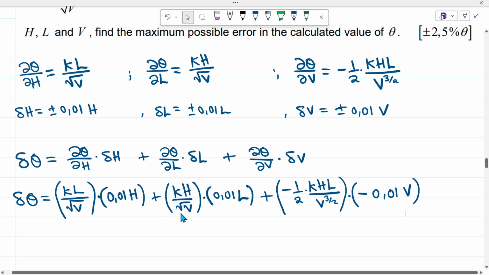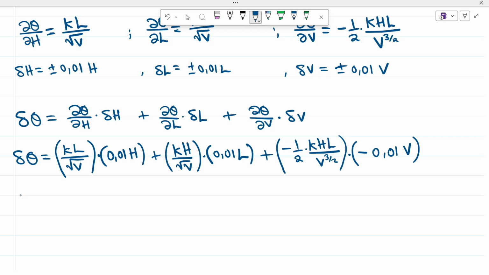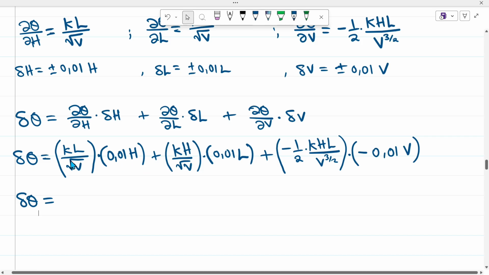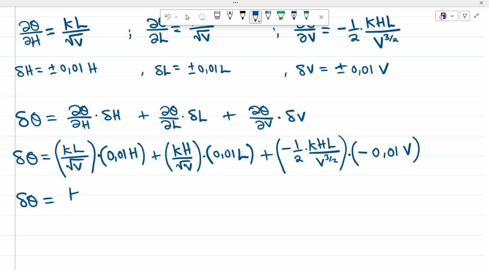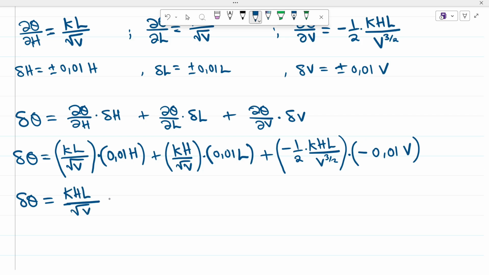So remember guys, from this step, we just need to multiply h with that, and then l with that, and then v with that, as well as these two signs. So let's go. The maximum percentage change of theta is going to be equivalent to, when we multiply h with that, we get khl, so khl divided by root of v, multiplied by 0.01.